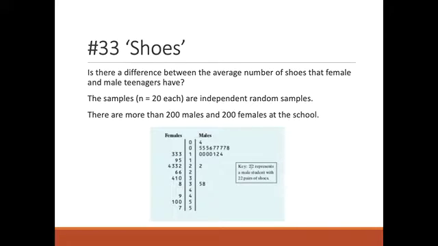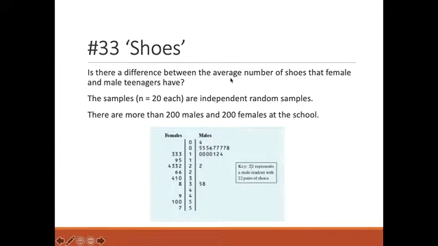Well, this is an observational study. So we have 2 samples, size 20 each. They are independent random samples, independent in that one of the samples is from males, one of the samples is from females. Because this is an observational study and the sample sizes are 20, 10 times 20 would be 200. So we have to believe that there are more than 200 males or 200 females at the school. That's reasonable.